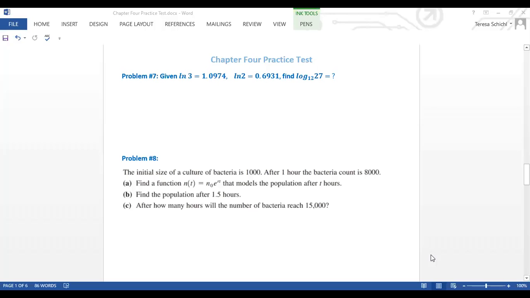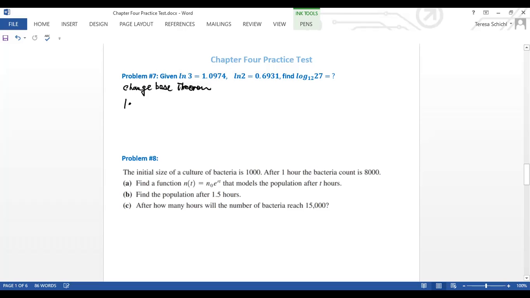Let's go back to my practice test worksheet. Here they say, I'm giving you the value: natural log of 3 is 1.0974, natural log of 2 is 0.6931. And now I want to find log 27 with base 12. We don't have a calculator, so how do we do it? We can use the change of base formula.